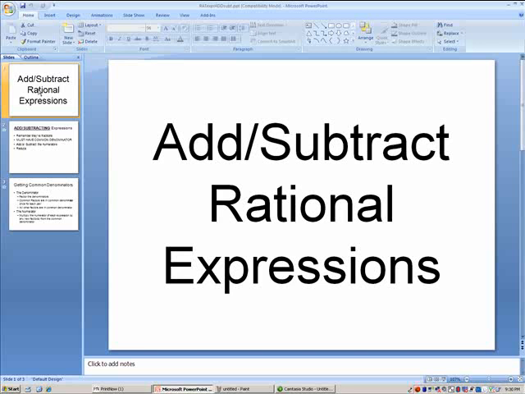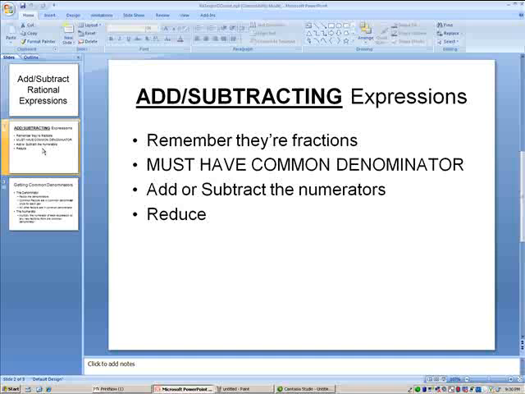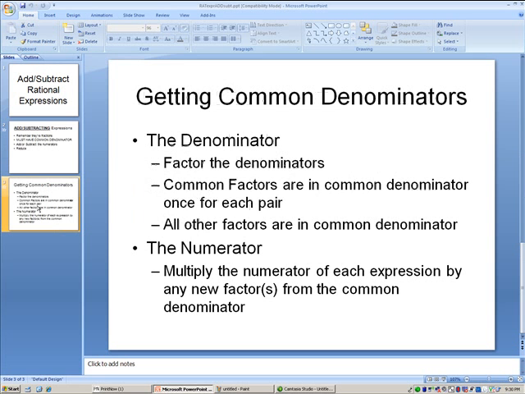In this video, we'll be dealing with the addition and subtraction of rational expressions. To add and subtract rational expressions, remember that rational expressions are fractions. They must have a common denominator before you can do anything at all. Once they have a common denominator, you simply add or subtract the numerators and reduce. The hard part is not the addition or subtraction. The hard part, if there is a hard part, is the getting of the common denominators.